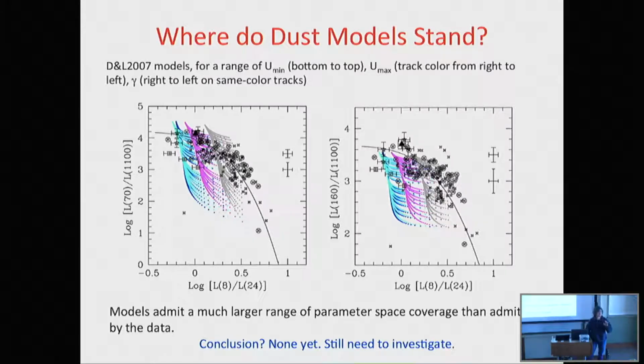Where do models stand? What are the models describing? The models are all over the place. They do not trace the same trends as the regions you observe in the real universe. They allow a much wider parameter space coverage than what you have observationally. So this is my last slide, because I don't have an answer. Conclusion? Not yet. We still need to investigate and understand, especially how we make the models reproduce what we observe, assuming that what we observed is correct, because I haven't told you whether it's correct or not. Okay, that's all.